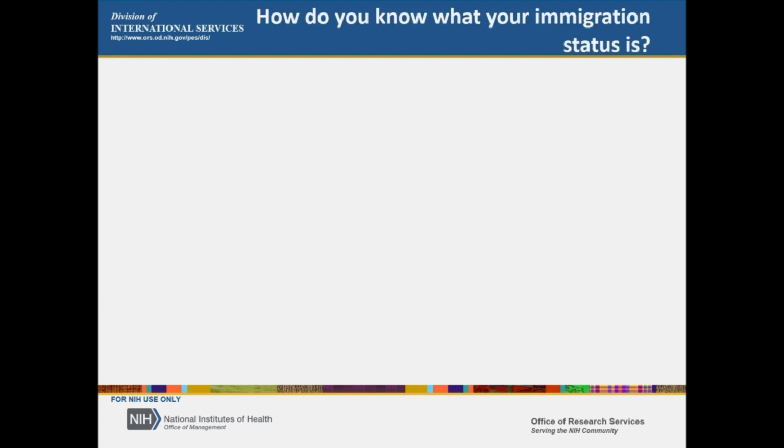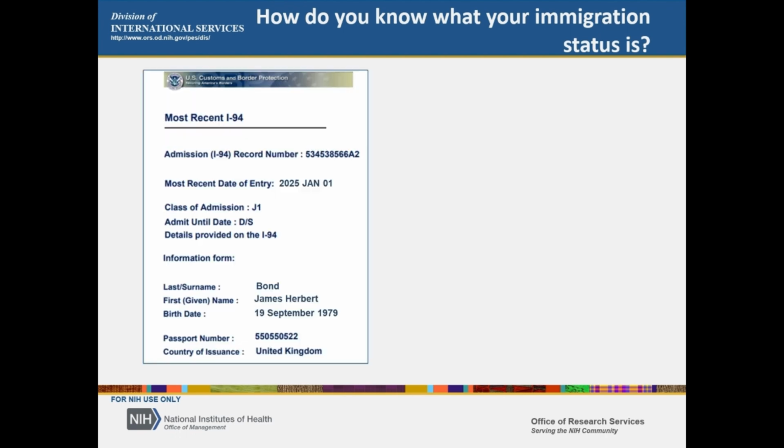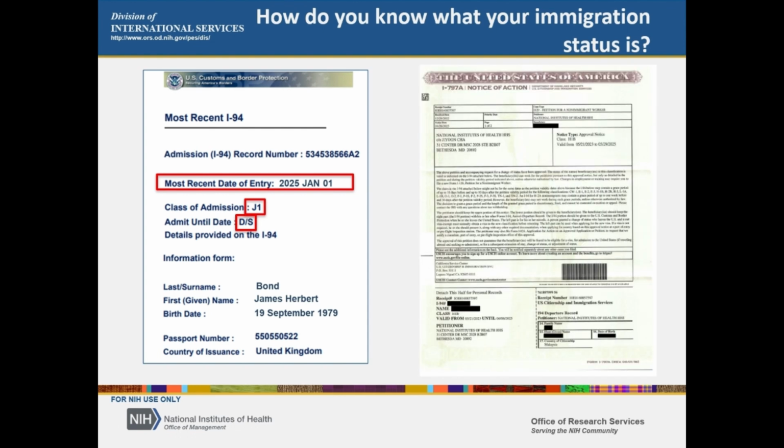How do you know what your immigration status is? Every time you enter the U.S., an I-94 arrival and departure record is created. That record will show your entry date, immigration status, and the expiration date of that status. If you change your immigration status while you are in the United States, your status in your I-94 will be located in the bottom left corner of your Form I-797 approval notice until you re-enter the U.S. and receive a new electronic I-94.